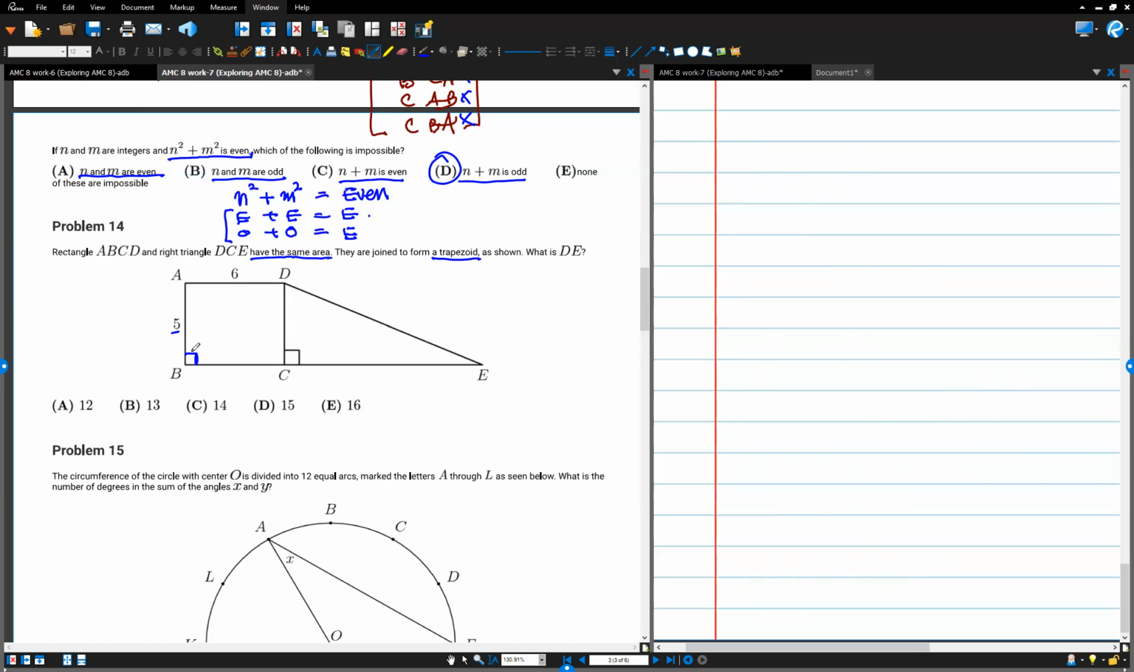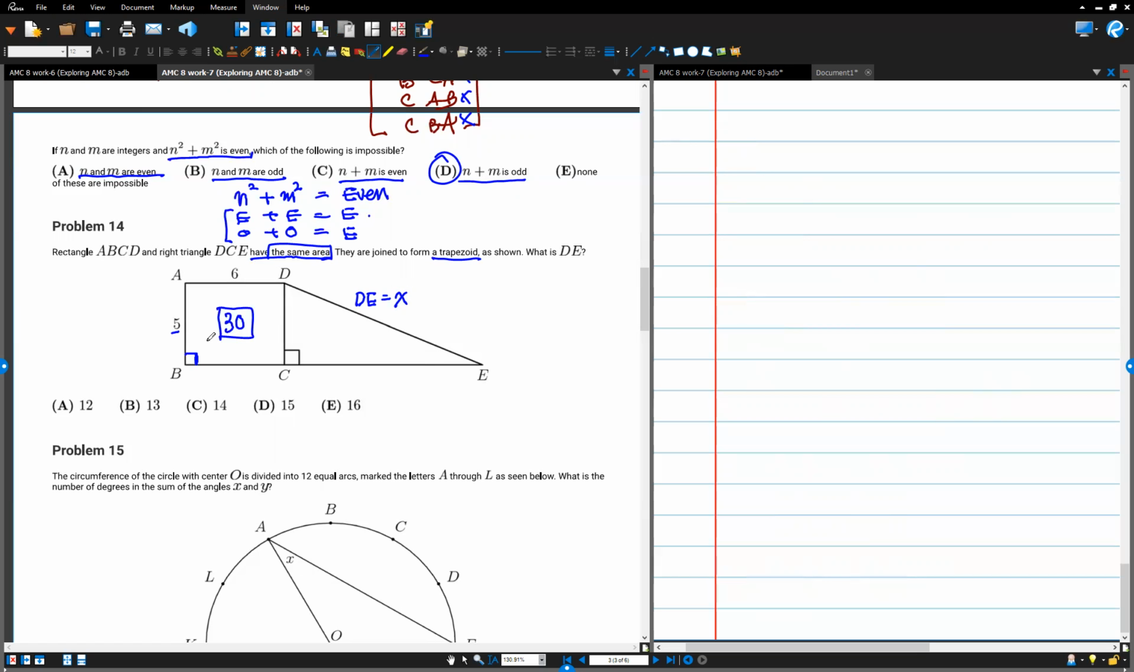What is the length of DE? What is the length of this side, DE? I'm going to call it X. The areas are the same. What is the area of this rectangle? 5 times 6 equals 30 is the area of this rectangle.